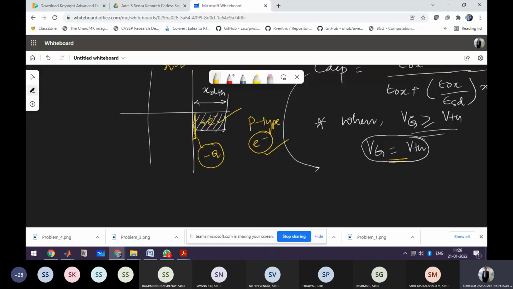Now for these electrons to really flow to the other side, it all depends on what kind of gate voltage frequency you are applying. We are talking about small VG here, which is AC voltage. Understood?